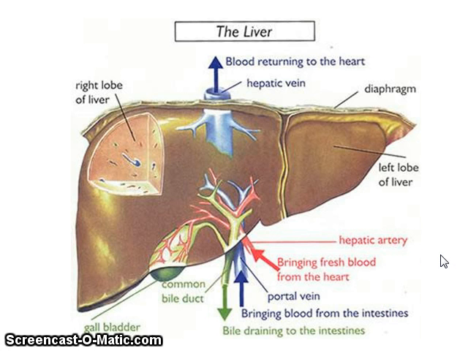Okay, and then I included this picture because this is a good representation of how the liver has two blood supplies. It shows that the hepatic artery brings fresh blood from the heart, and then you've got the portal vein, which is the portal circulation, that brings blood from the intestines.